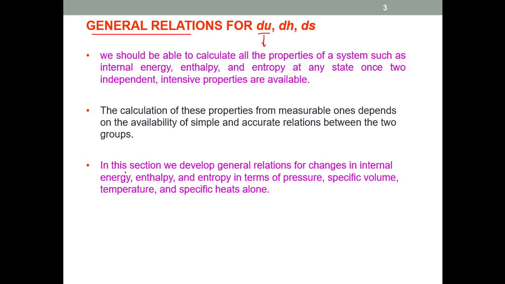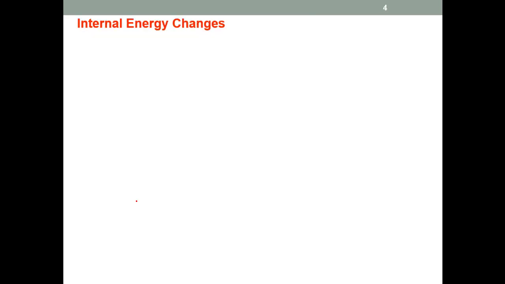So basically, the objective of this class is to develop the relationships for change in internal energy, enthalpy, and entropy in terms of pressure, specific volume, and temperature. So let's start with the first one, change in internal energy. Now, we can specify any property in terms of two independent intensive properties. So let's say internal energy is a function of temperature and specific volume.